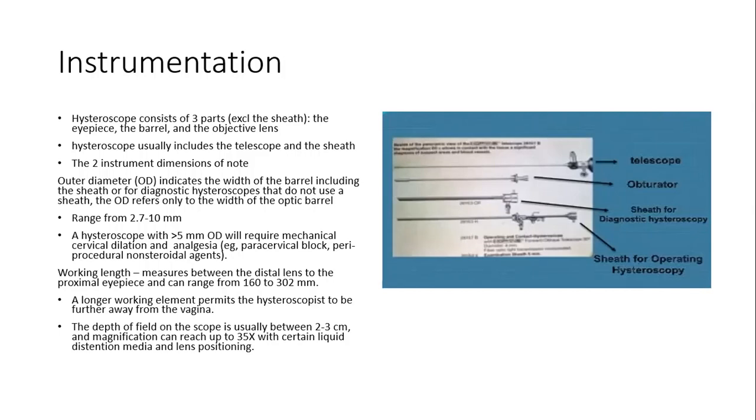The working length can range from 16 to 30 centimeters, and this measures from the eyepiece to the objective lens. The difference in the length is more for the surgeon's comfort. The longer the scope is, the easier it is for maneuvering, so that you're further from the patient. And it's also useful where you are doing a case where the patient is obese, so you would need a longer scope. So most standard scopes now come as the 30 centimeter ones.